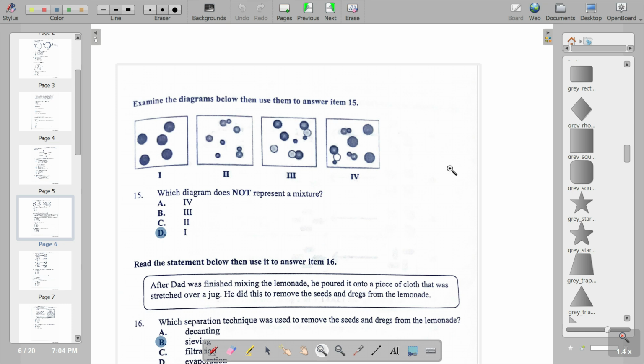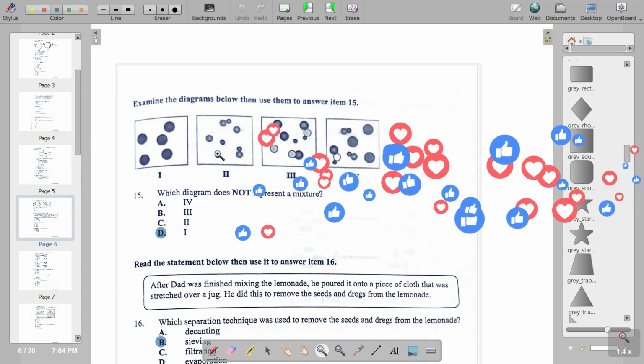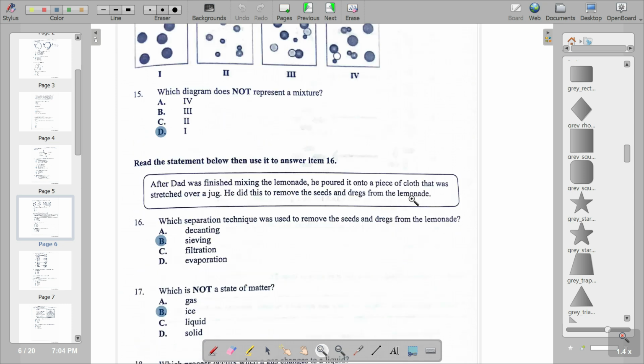Examine the diagrams below, then use them to answer item 15. All of these look the same; these are a mixture of stuff. Which diagram does not represent a mixture? I chose D because it's all the same substance. This would look more like a mixture because of different substances. A mixture is more than one substance combined. So this is definitely what I think is the answer.